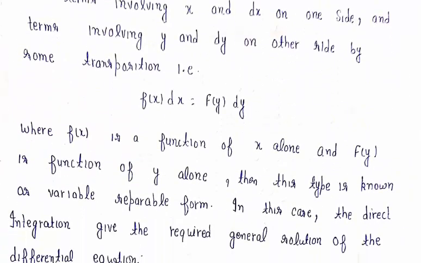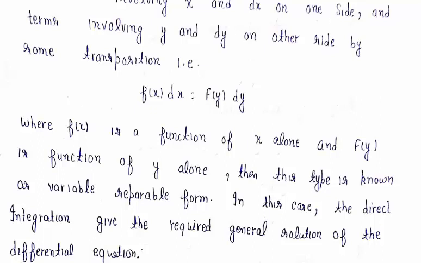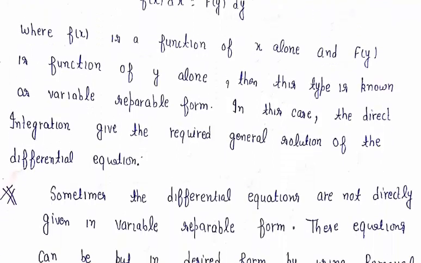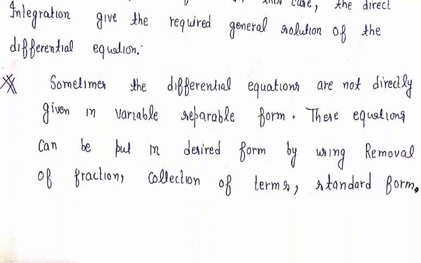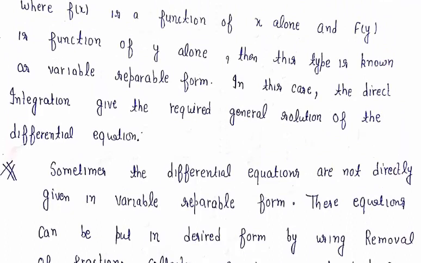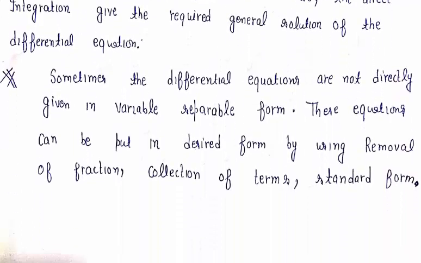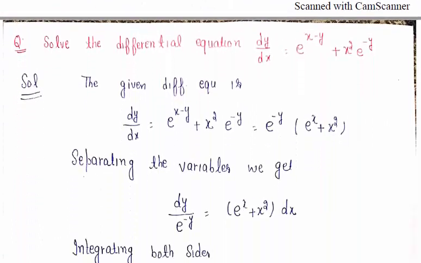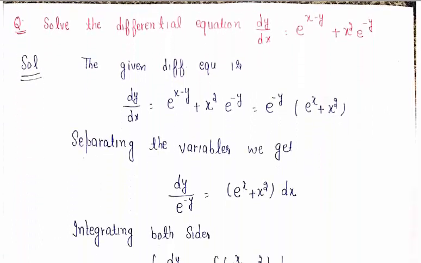So first we discuss the variable separable method to solve a differential equation. That means we separate the variables of x and y. Variables of x are with dx and variables of y with dy. After separating the variables, we perform integration to find the general solution. Now we discuss the numericals based upon the variable separable form.